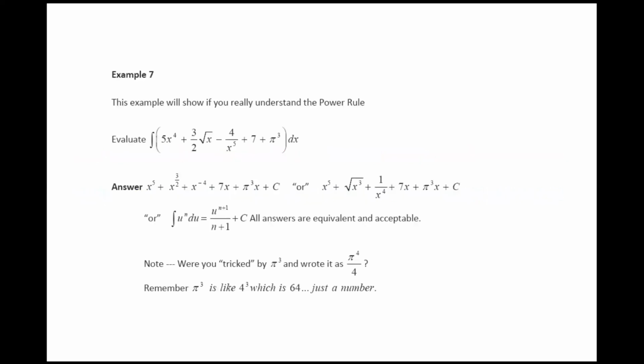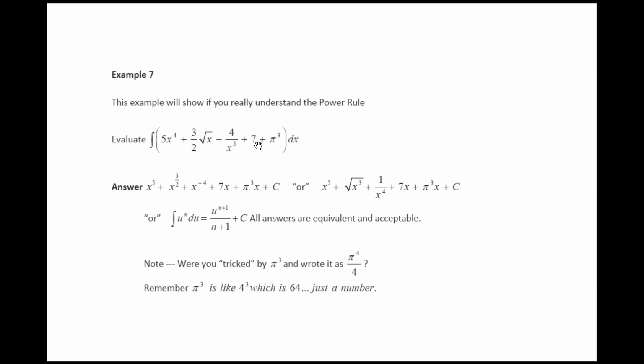Here's example 7. This will tell you whether or not you understand the power rule. The antiderivative of 5x to the 4th: add 1, you get 5, divide by 5, they cancel, x to the 5th. This is x to the 1/2: add 1 to the 1/2, you get 3/2, divide by 3/2, you get just x to the 3/2. This is x to the -5: you add 1, you get -4, divide by -4, leaves you with plus x to the -4. The integral of 7 dx is 7x.